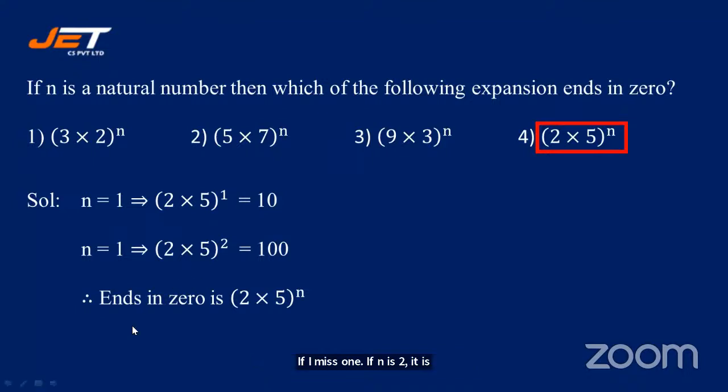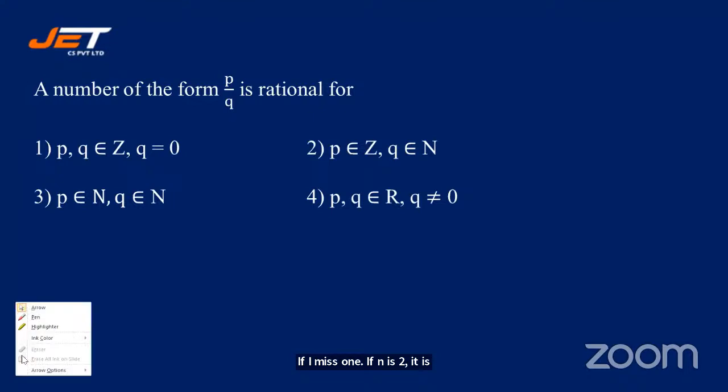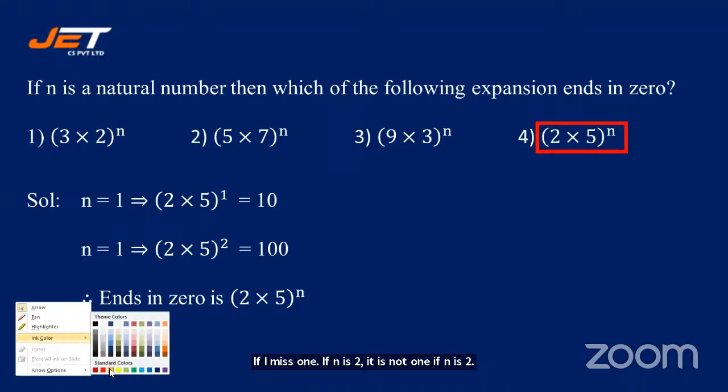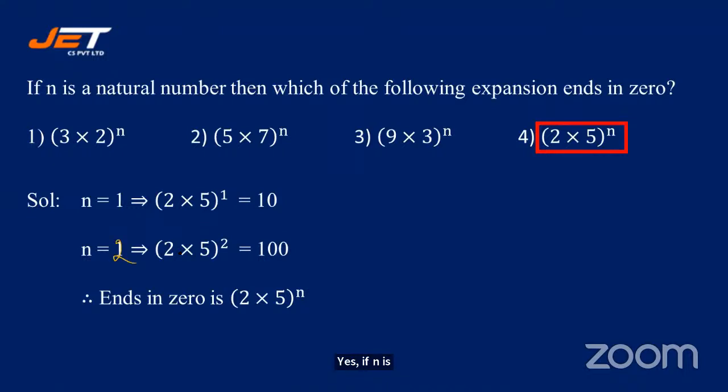If n is 2, then 2 into 5 to the power 2 gives you 100. So it ends in 0. Therefore, it is 2 into 5 to the power n. That is why option 4 is the right answer. Yes. See the next question.